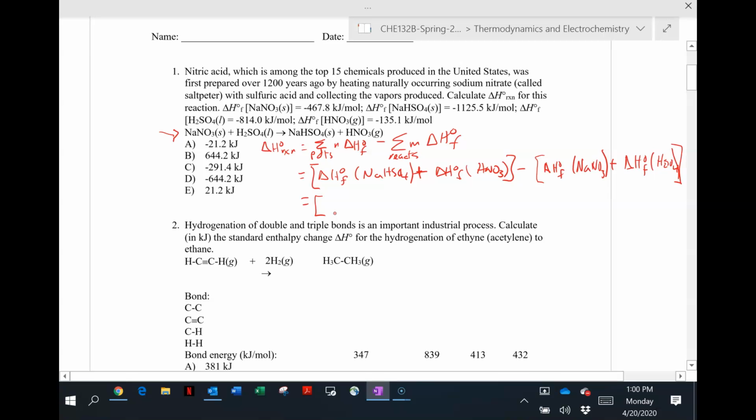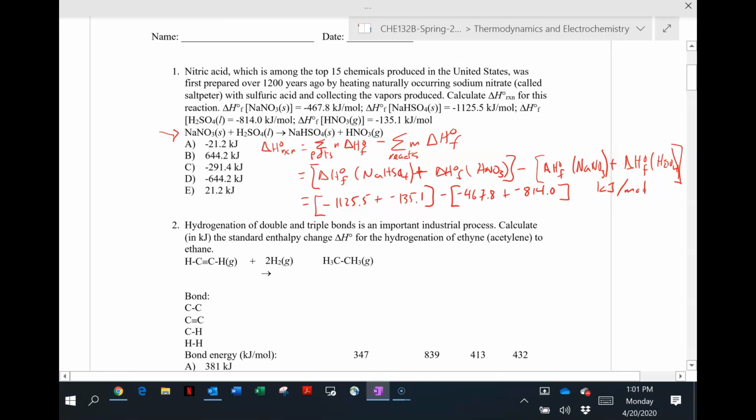NaHSO4 is negative 1125.5. So I'll write here negative 1125.5. We'll leave the units out. We'll take care of that at the end. Everything's kilojoules per mole. We don't have to multiply that by anything because the coefficient's 1. Then we need the delta H sub F of nitric acid. That's negative 135.1. And then over on the reactant side, the sodium nitrate is negative 467.8. And finally, the sulfuric acid is negative 814.0. And everything is in kilojoules per mole.